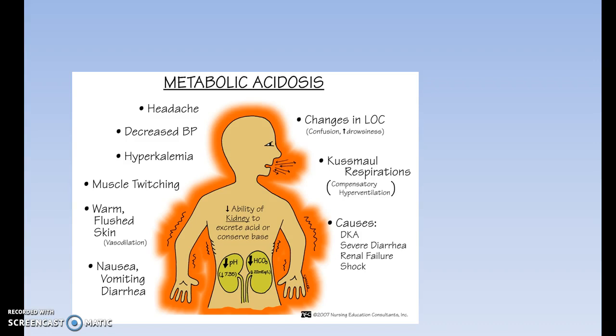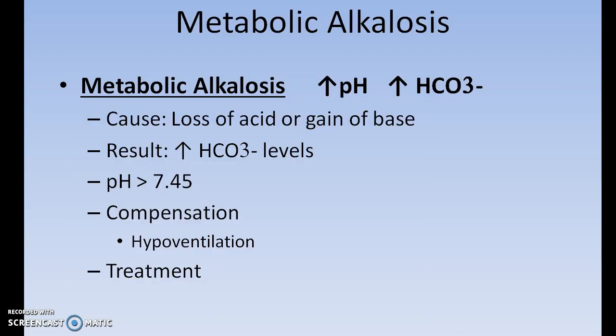You also ask why nausea, vomiting, and diarrhea, because we said diarrhea can cause metabolic acidosis. Again, they're already acidotic, so with the vomiting, they're trying to get rid of all that excess acid so that they won't be further acidotic.